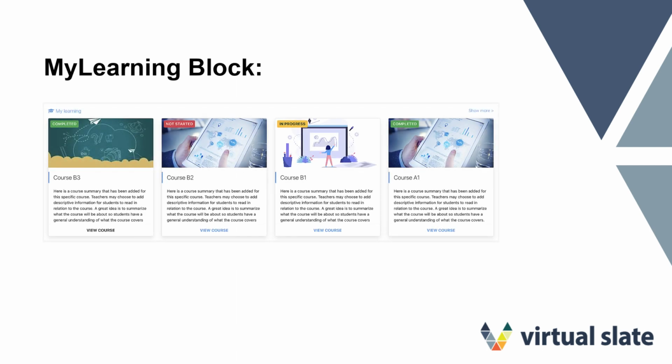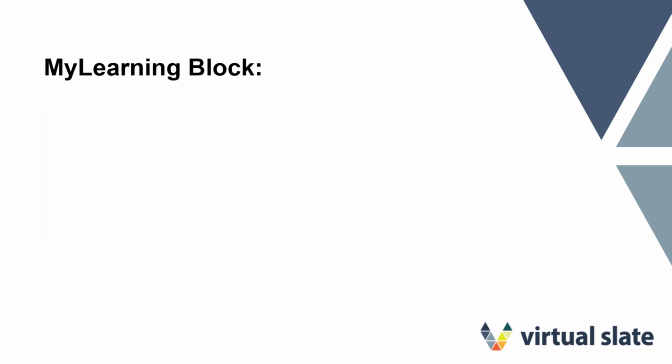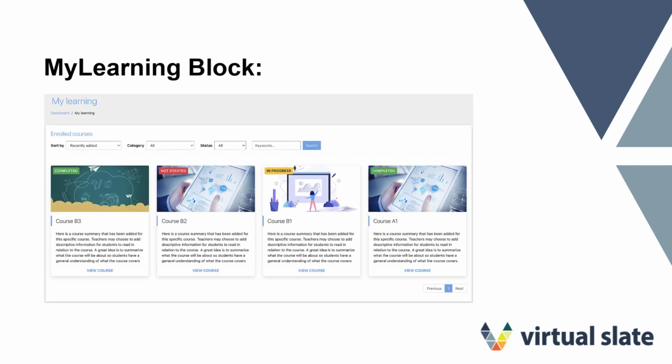Let's begin by talking about what the Virtual Slate MyLearning block does. The MyLearning block displays a list of all the courses that the user is currently enrolled in a visual card view format. This block is the optimal tool to include in your users' dashboards to allow them to have a more visual understanding of which courses they have completed, which ones are in progress, and which ones they have yet to start.